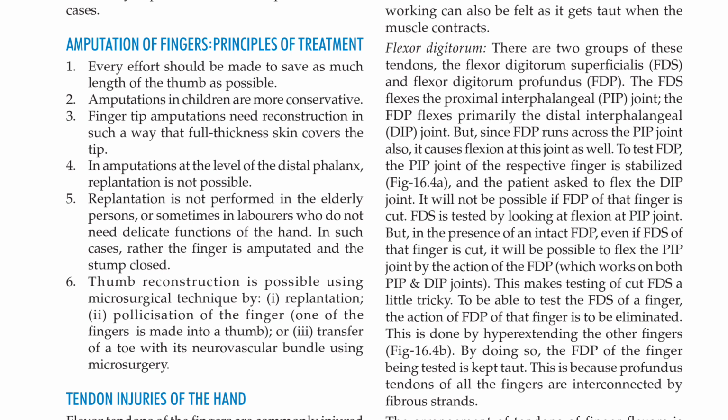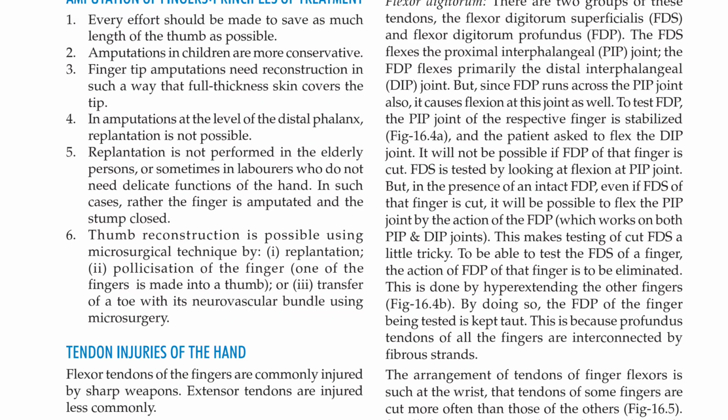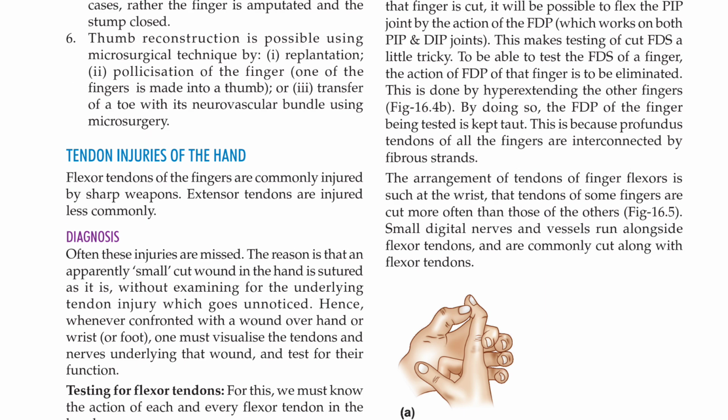Every effort should be made to save as much length of thumb as possible. Amputation in children more conservative. Fingertip amputation needs reconstruction in such a way that full thickness skin covers the tip. Amputation at the level of distal phalanx, reimplantation is not possible. Replantation is not performed in the elderly person. Tendon injury of the hand.